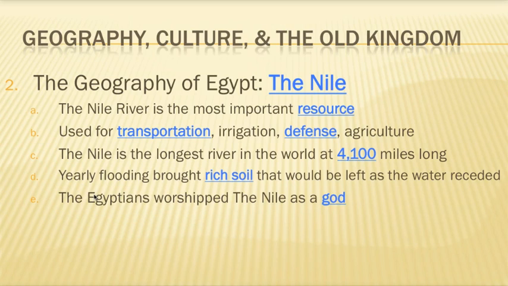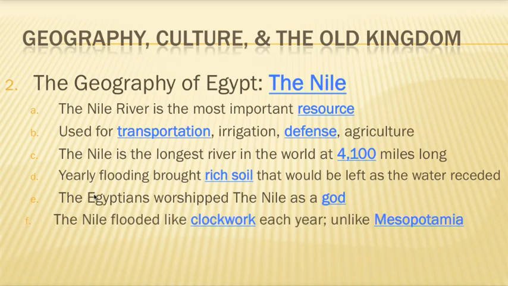The Egyptians were so reliant on the Nile that in some periods in Egyptian history, they did worship the Nile as a god. We're going to find out the Egyptians are very polytheistic, meaning they have many gods, and it doesn't surprise us that their most important resource was often worshipped as a god.